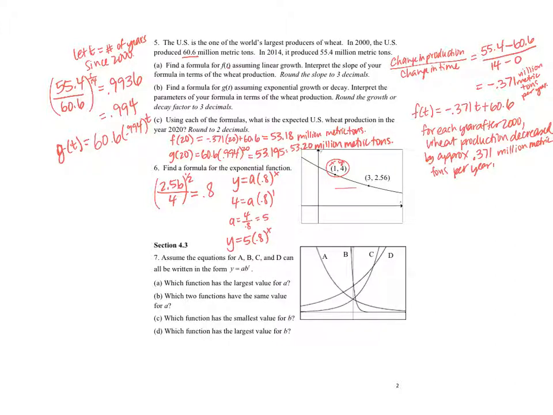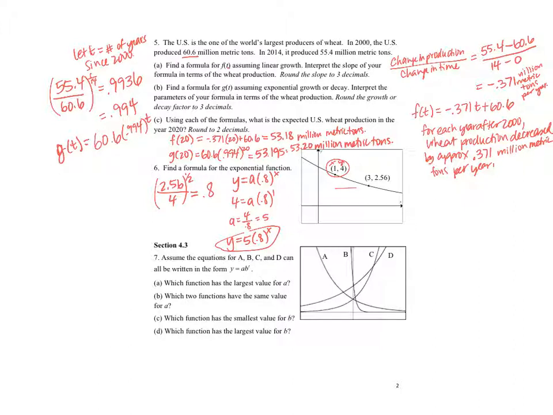Let's just test it and see if it works. So if I do 5 times 0.8 to the first, I get 4. And if I do 5 times 0.8 to the third, I get 2.56. So this function works. The nice thing about this one is I can go back and check my work to make sure it works, and it does.